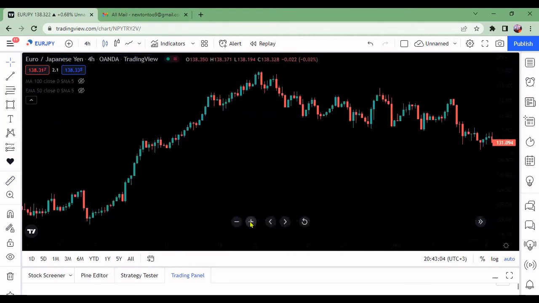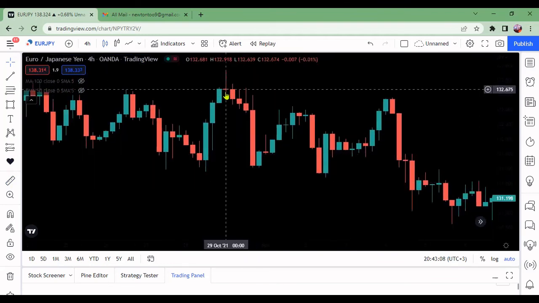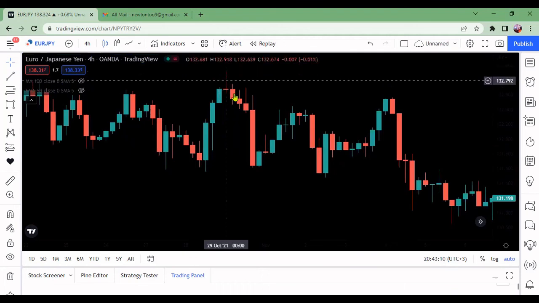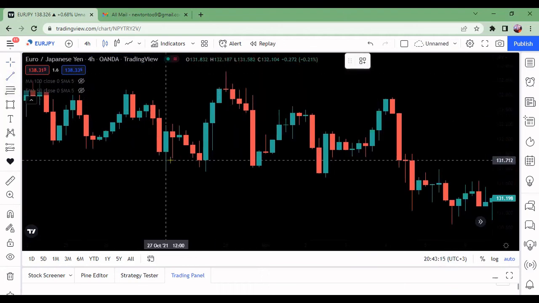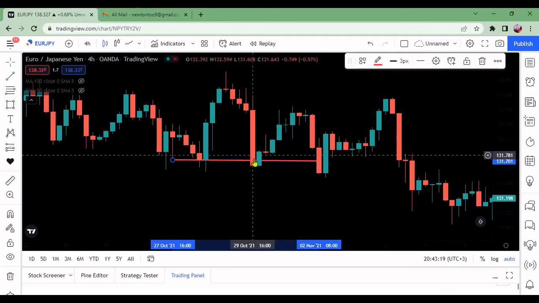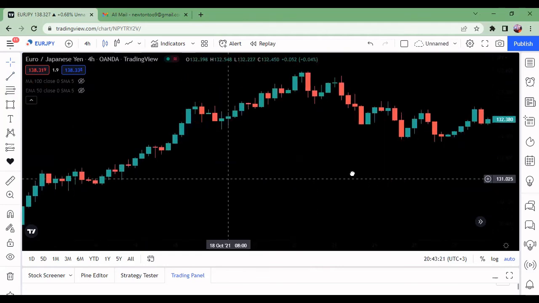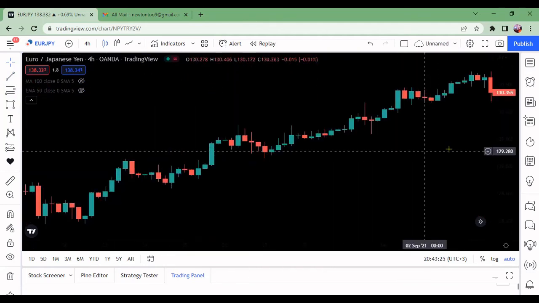We've got here, you can see the shooting star. It has got a small body, and then the market went down. So my take profit should be around here, the previous low. Then I could have taken my profit around here. Okay. Yeah, let's check another shooting star.